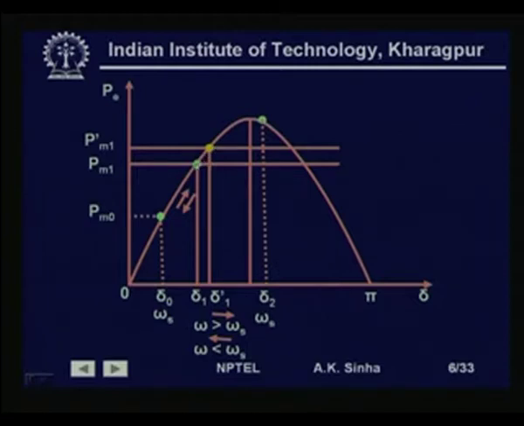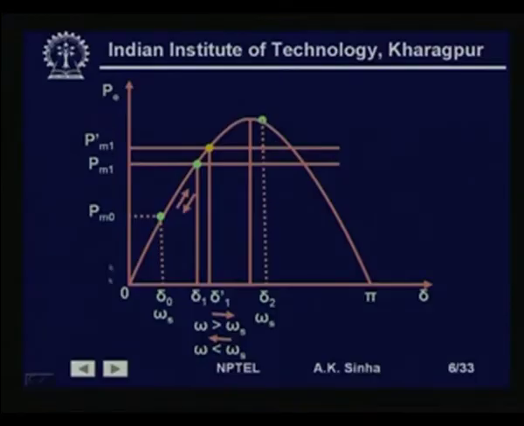Again, from this point up to this point all through, we will still be having decelerating power, because electrical output is more than the mechanical input. So, speed will keep on reducing. From this point up to this point, as delta is reducing, the speed is going to be less than the synchronous speed, that is, it will be in the subsynchronous speed.